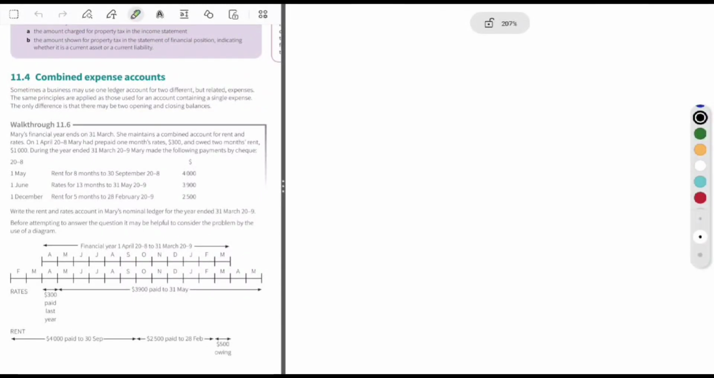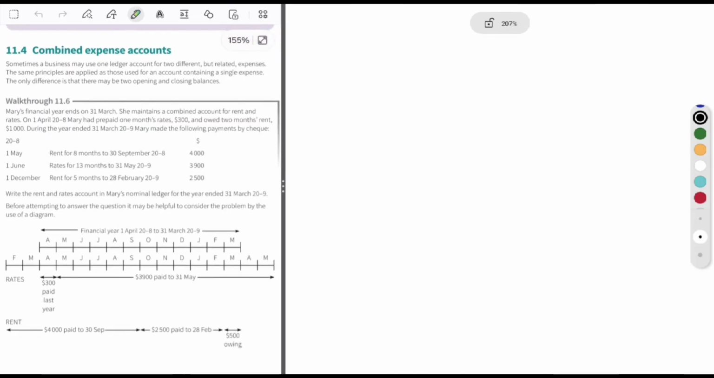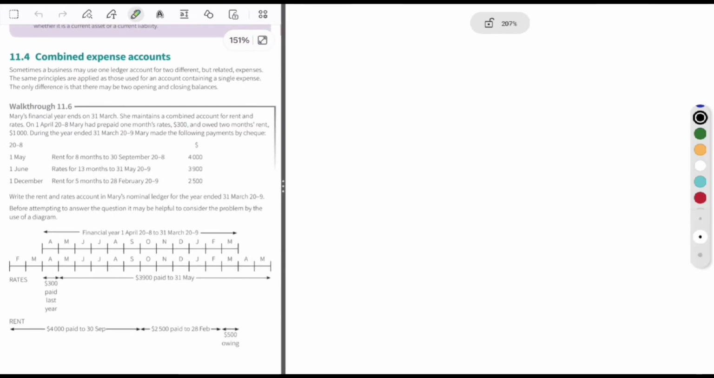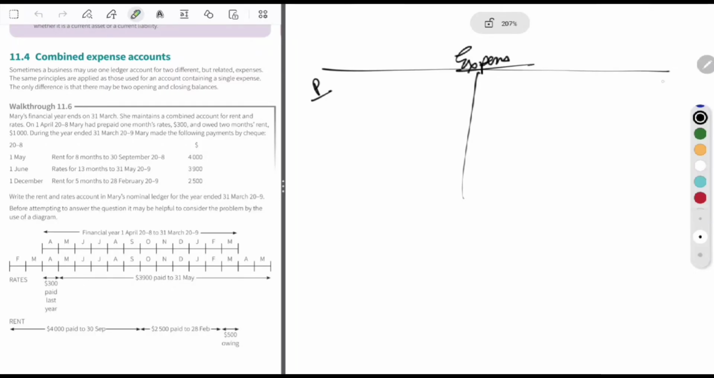Alright, so today we are going to discuss how to write up a combined expenses account from the chapter on other payables and receivables. Before we learn the combined expenses account, we need to be very clear about the expense account. In an expenses account, if there is an opening prepaid, we write it on the debit side. If there is an opening owing, we write it on the credit side.